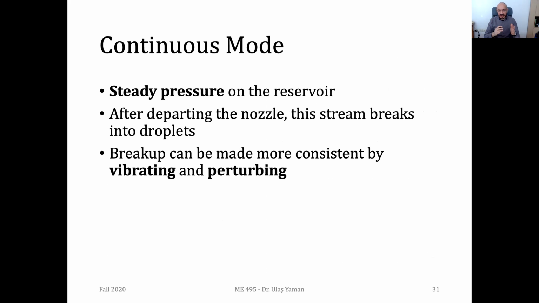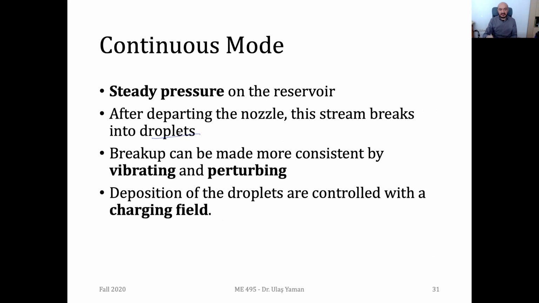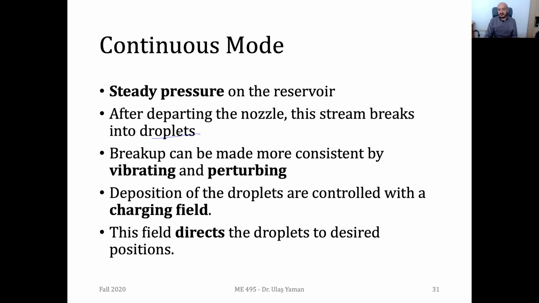If you have kind of breakups, then we need to actually have breakups. Otherwise, it will always be continuous, like in the case of fused filament fabrication. We don't want to have it since our aim is to generate droplets. That's why we need to have kind of vibrations, perturbing, and for that purpose, we have some extra equipment around the head. We may use simply a charging field, and in addition to the charging field, we need to also have some extra equipment to direct our drops to the proper, let's say, positions on the table.